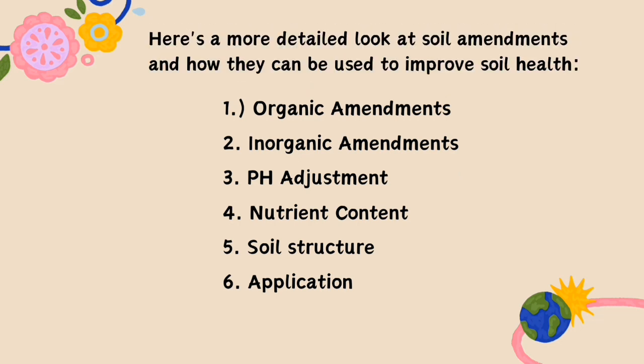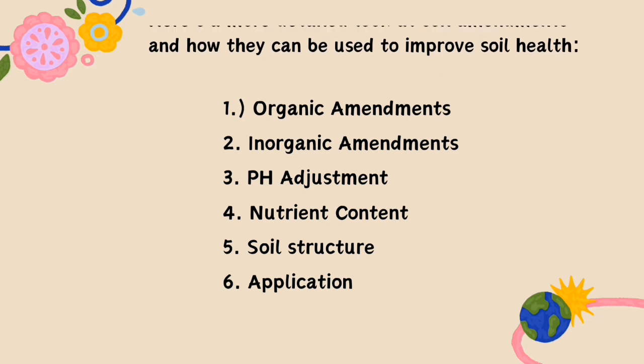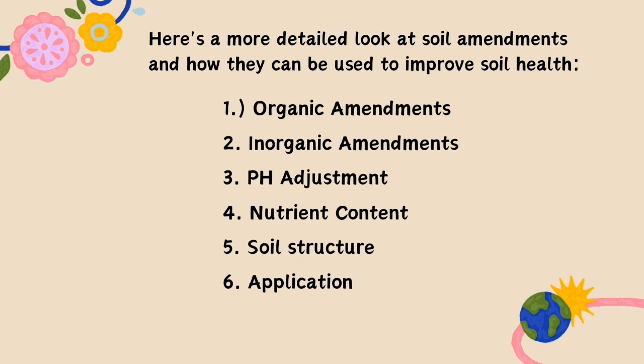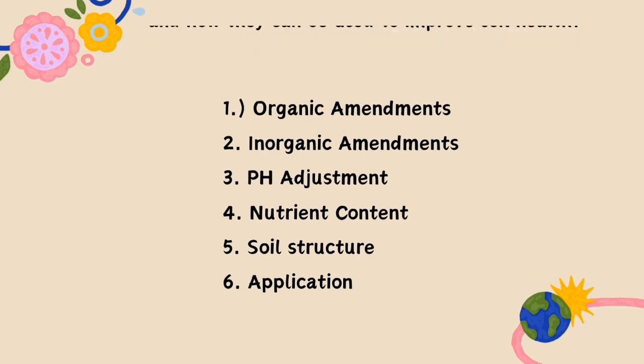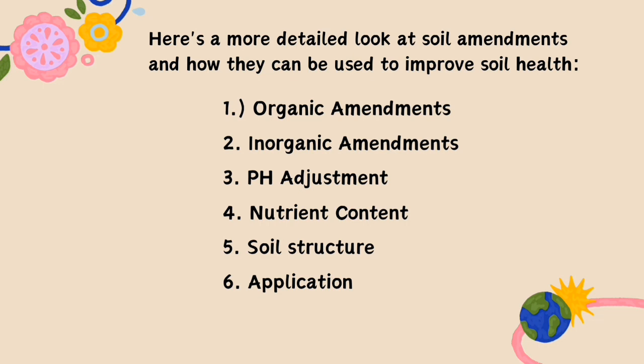Then next is application. Soil amendments should be applied based on soil test results and the specific needs of your soil. So in summary, soil amendments can improve soil health by adding nutrients, adjusting pH levels, improving soil structure, and increasing water retention and drainage. It is important to select the right amendments for your soil and to apply them correctly.